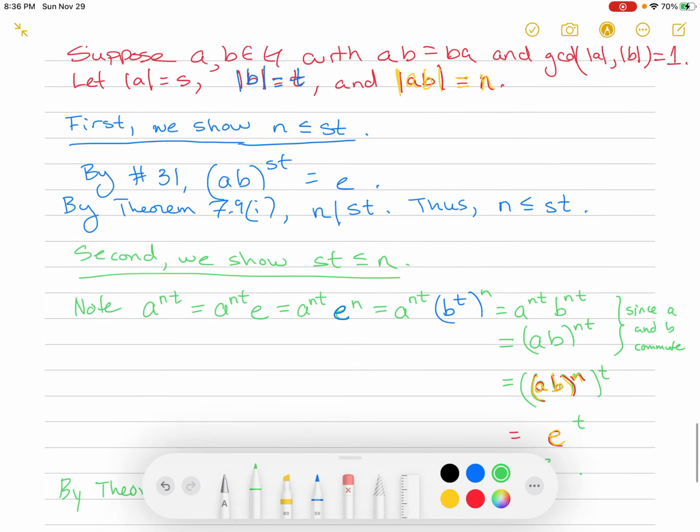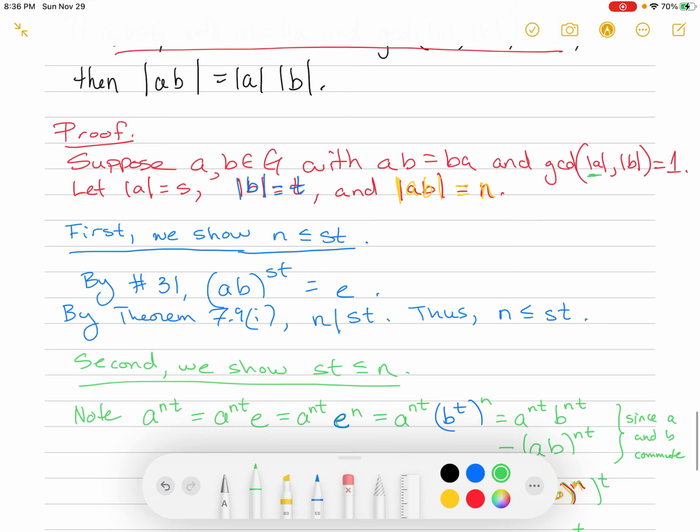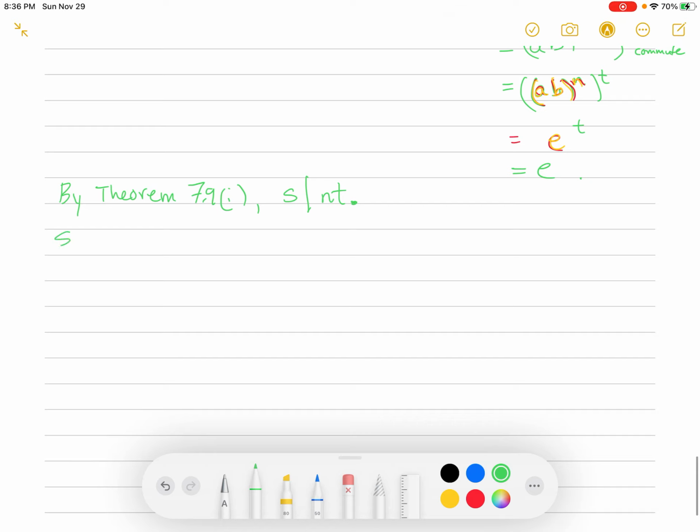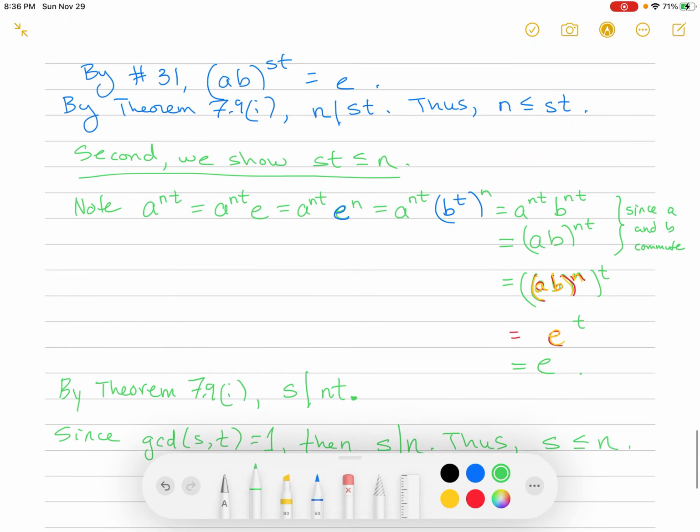Now one more thing, hold up. Don't forget that S and T were relatively prime, right? Remember that the order of A and the order of B are relatively prime, so S and T are relatively prime. So since the greatest common divisor of S and T is 1, then that means S does not divide T, S has to divide N. Very important. So it follows that since S and N are both positive, S is less than or equal to N.